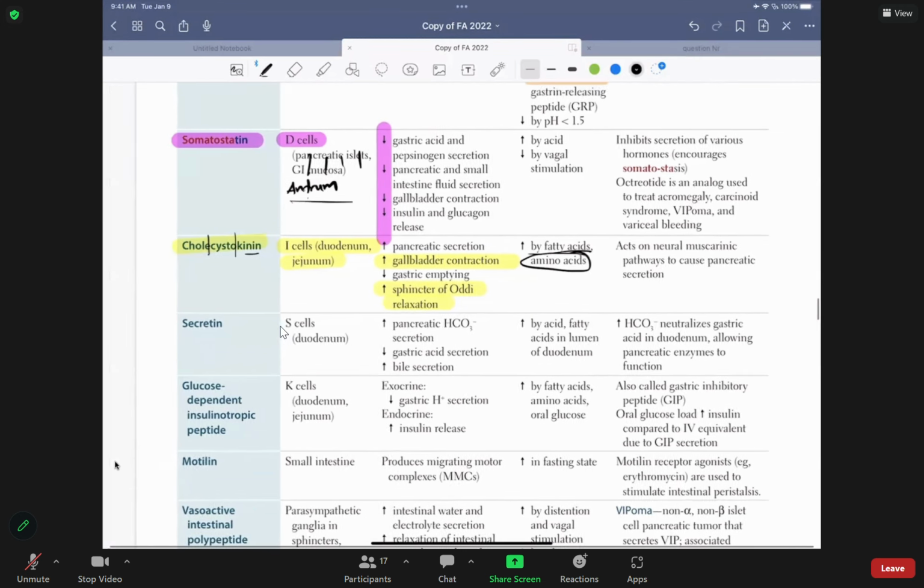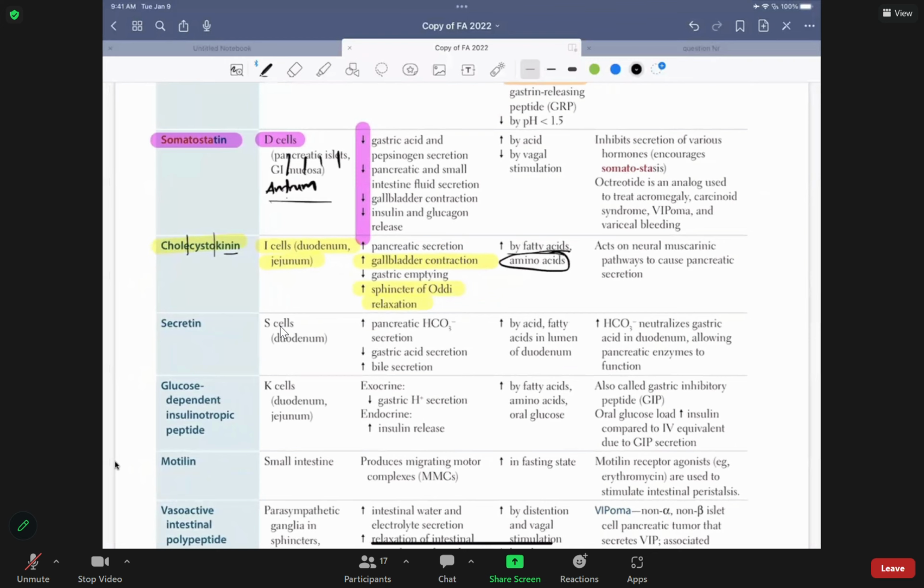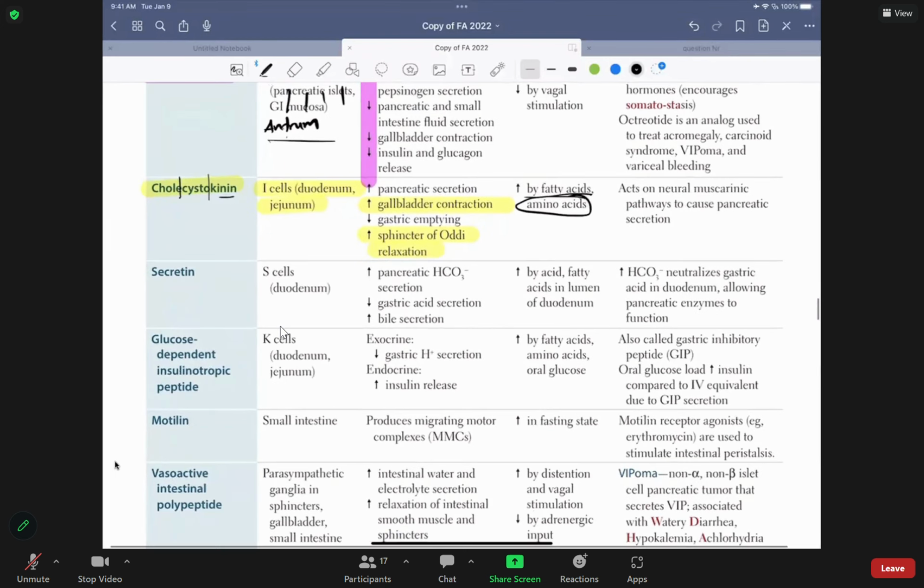So that's cholecystokinin, folks, okay? Very important. So that's cholecystokinin that does two of those. You see, when you know, it makes better sense, isn't it? You don't have to memorize cholecystokinin, it's just the function.